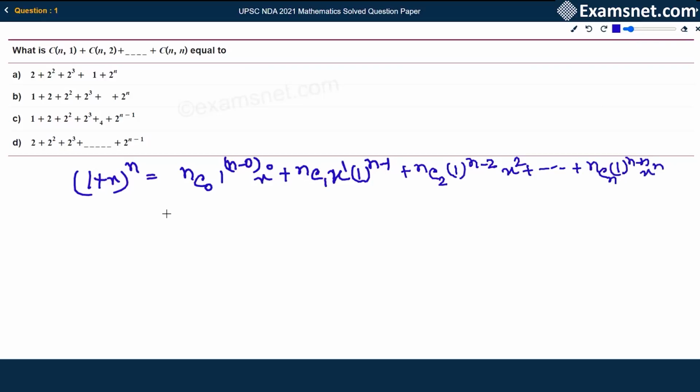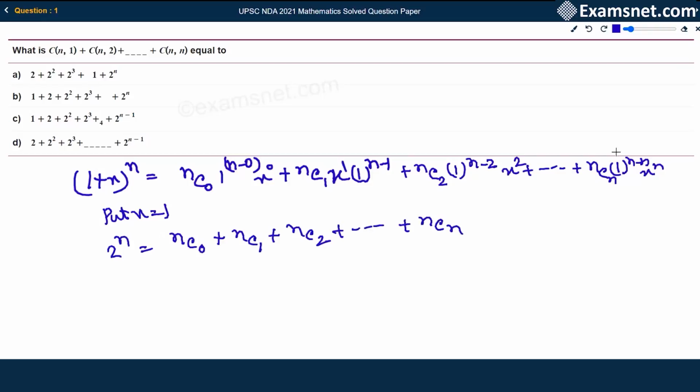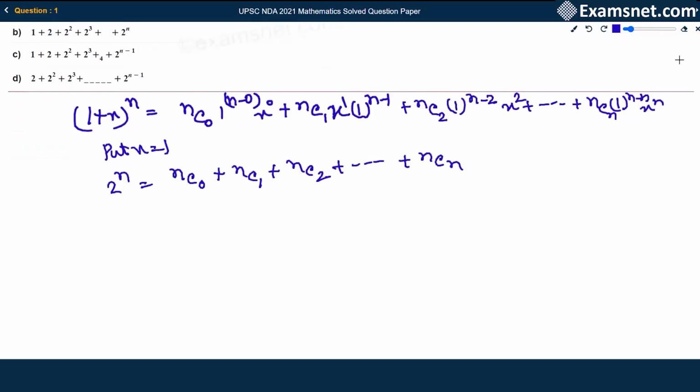Now if I put x equals 1, we will get 2 to the power n, since (1 + 1)^n means 2^n. So the value of 2^n is nC0 + nC1 + nC2 + ... + nCn, right? Next I will discuss the GP series.